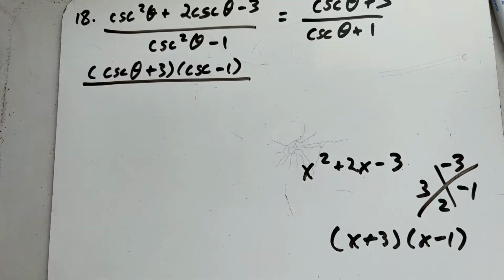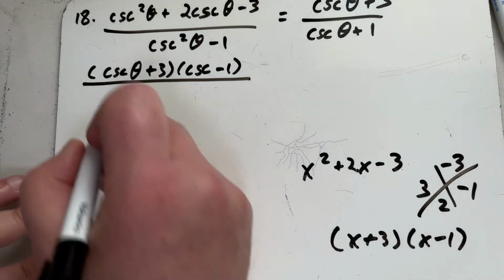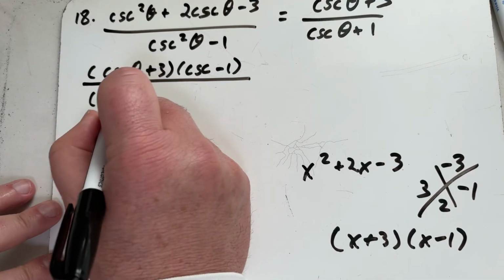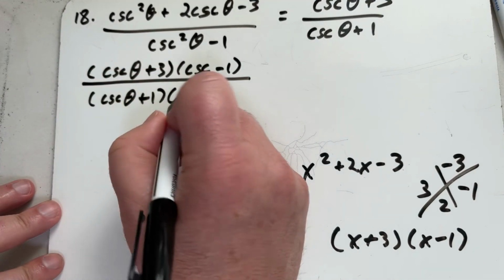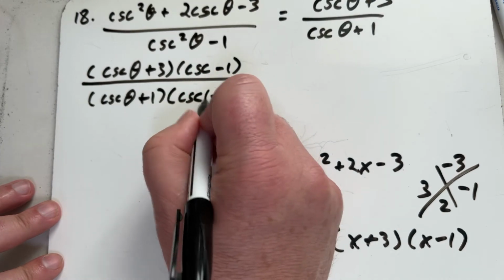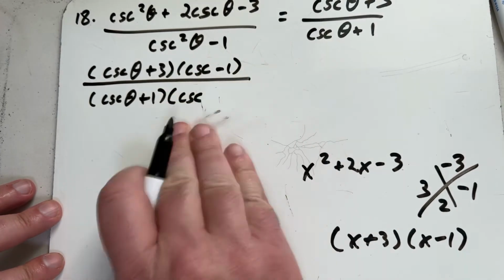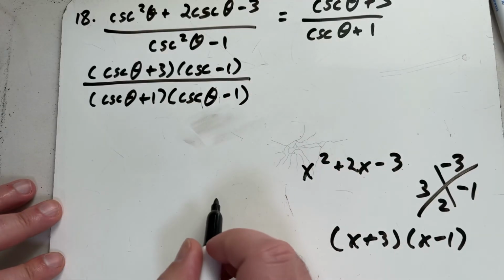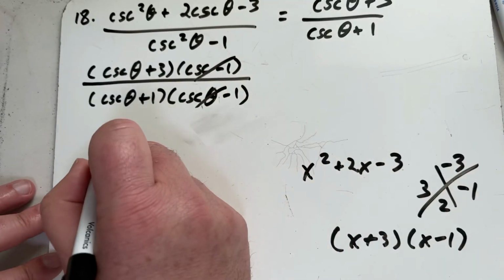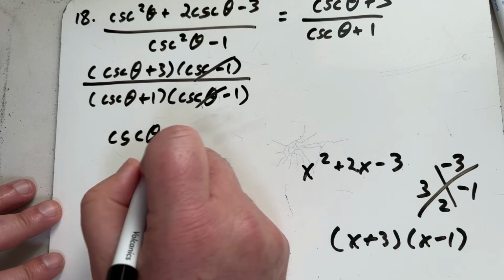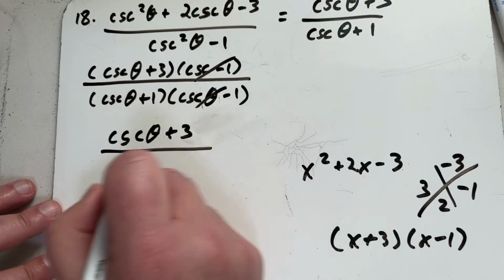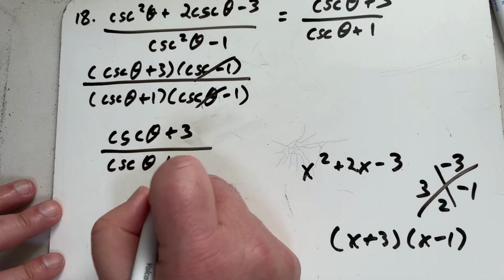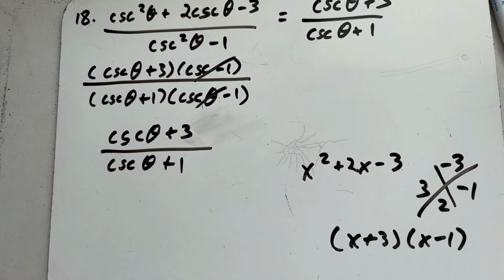The bottom is a difference of squares. We've done a bunch of those already. So I know that's going to be cosecant plus 1, cosecant minus 1. Oops, theta. Minus 1. That's gone, and we are left with our answer. A lot of foiling, a lot of Pythagorean identities.